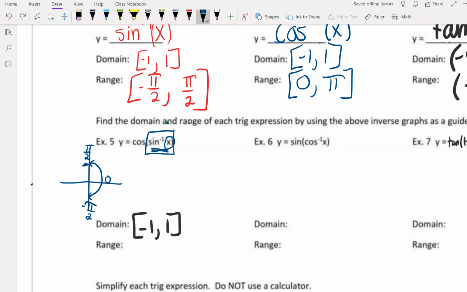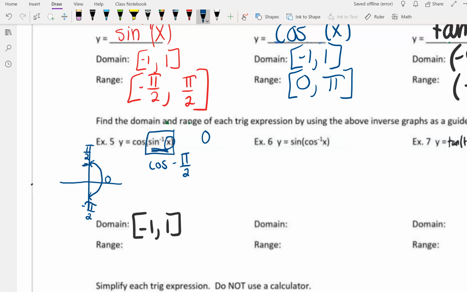So I'm just going to start with -pi over 2. Cosine of -pi over 2. If I plug in cosine of -pi over 2, I get 0. So I know that 0 is a possible answer that could work for y.